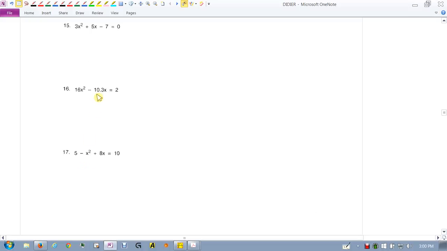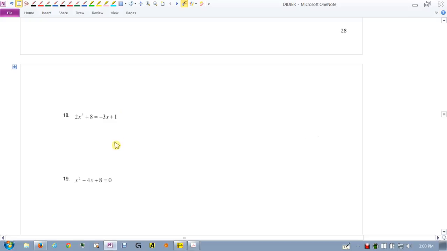What would you do if you had a decimal, though? Skip it, right? No. You would need to get this decimal to not be a 10.3, move the decimal over, but you have to do that to everything. So this would become a 160, this would become a 103, and this would become a 20, and that would be big numbers. But that would be life, right? Sometimes life gives you that.